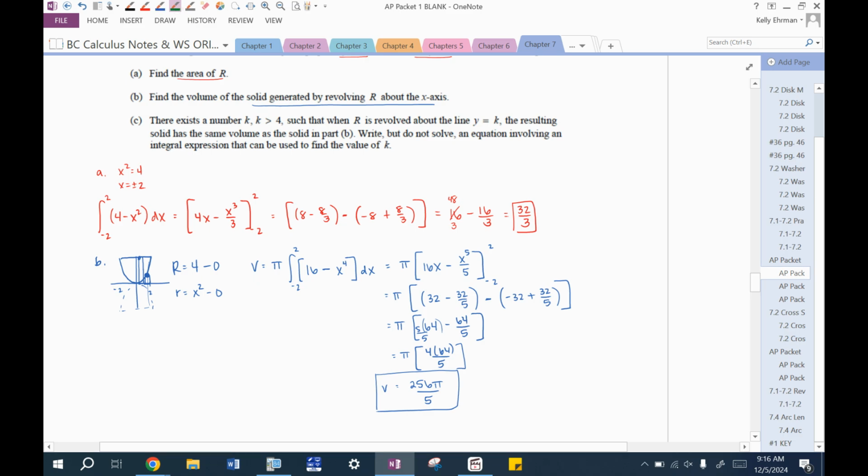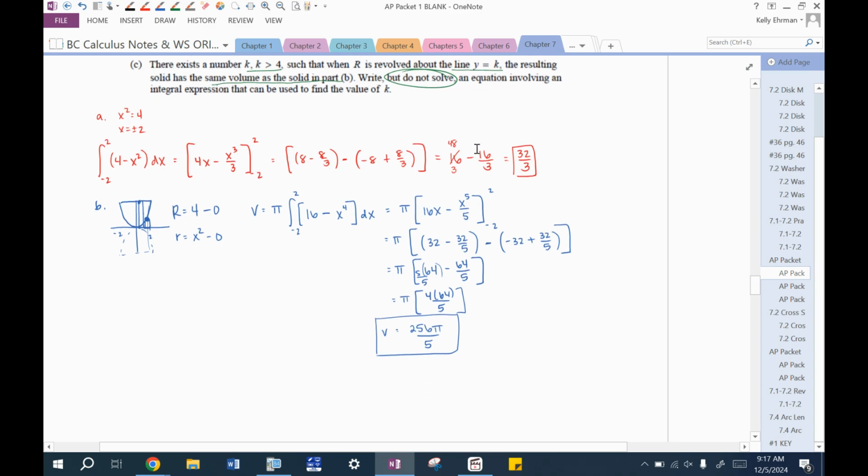Part C, there exists a number k where k is greater than 4, such that when r is revolved about the line y equals k, so k is above 4 here, the resulting solid has the same volume as the solid in part B. Write, but do not solve, an equation involving the integral expression that could be used to find the value of k.